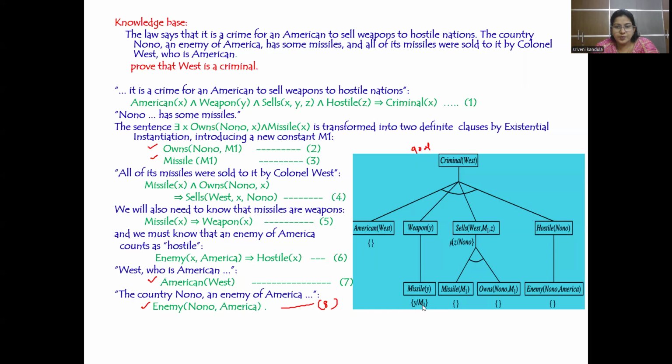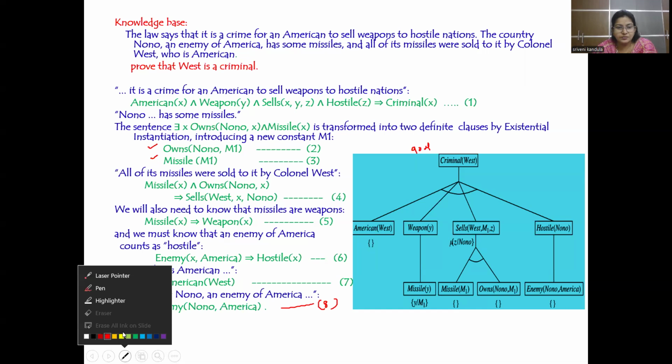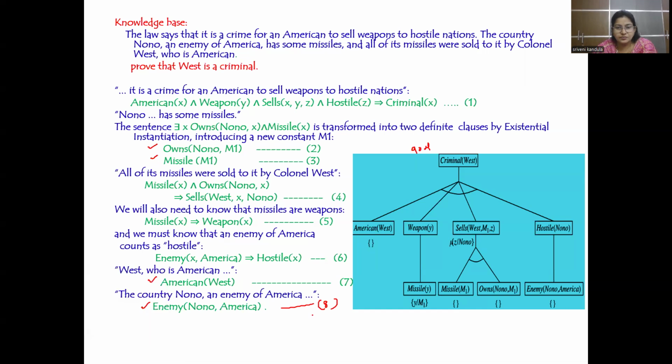So the first statement, missile of M1. Here M1, I am replacing with Y. This is the first substitution I am taking. Whenever you are substituting, you will be indicating it with theta, right? I hope you have this idea. So here theta is our substitution. Here theta is nothing but Y. All these are our substitutions.